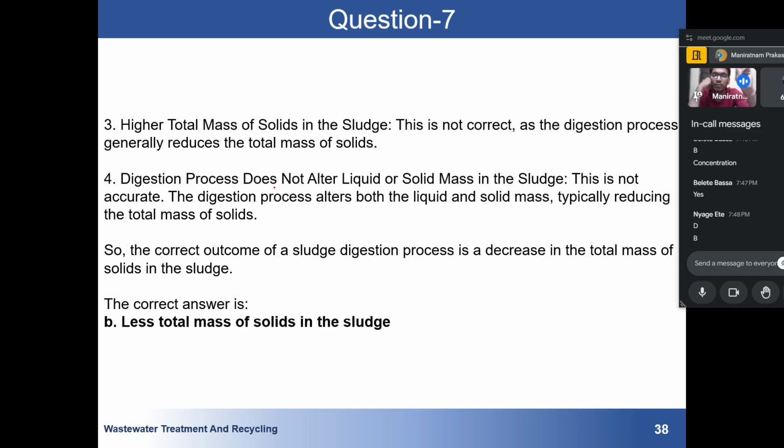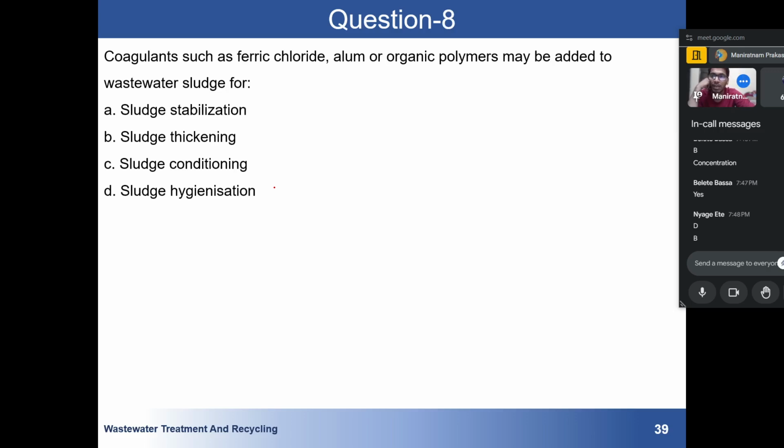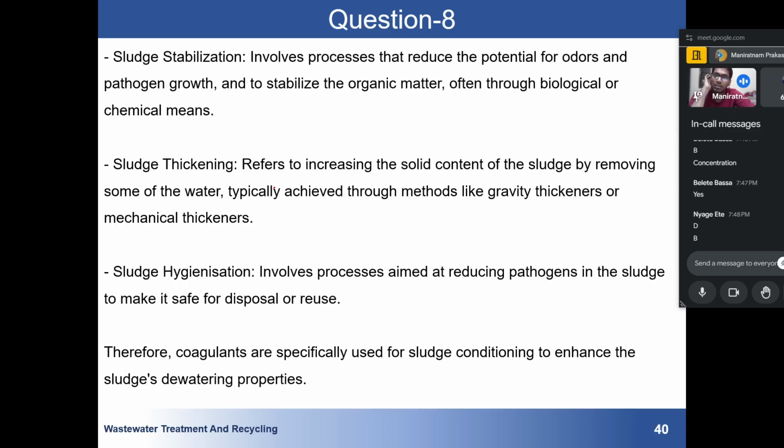Remember, don't confuse. In digestion, we are acting on the sludge solid, that is organic matter, but in thickener or when we are dewatering, then we are not changing anything in the solid. These two processes are very different. Do not get confused: there we are not disturbing solid, here we are disturbing solids. Just keep this thing aside.